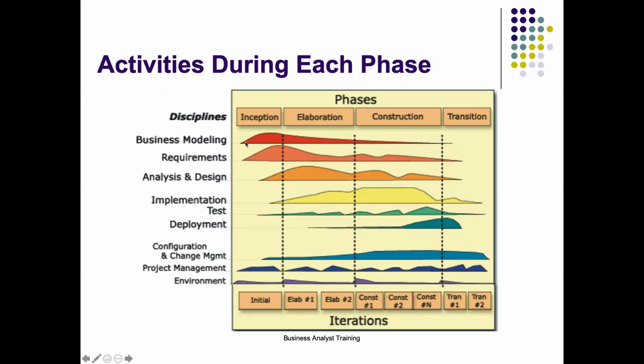each graph represents that each discipline or work starts in one phase, peaks at some point, and then slows down. But it's not like you do everything in the same phase. Different team members having different skills start working in different phases. So basically, you start working on requirements in the inception phase, peak between the inception and elaboration phase, and then it slows down.